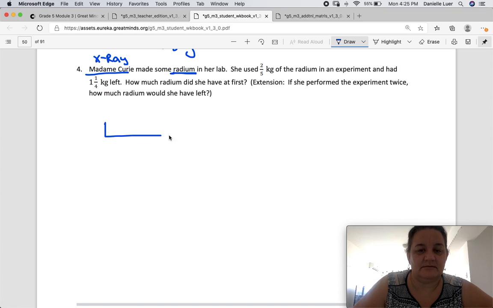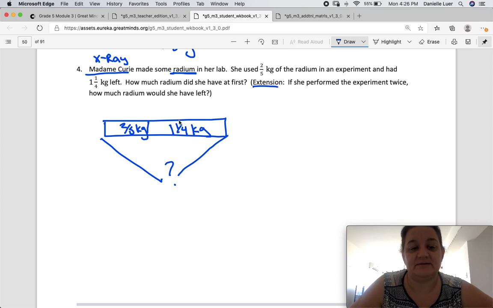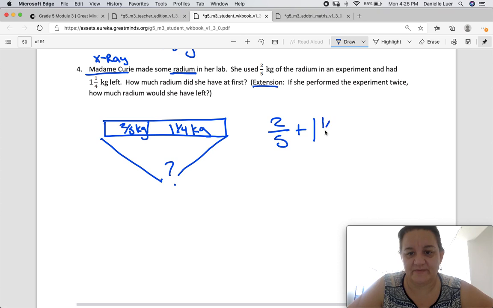Okay, so she used 2/5 of a kilogram, and then she had 1 1/4 of a kilogram left over. We want to know, how much did she have to begin with? Now there's an extension, we'll try that after. Okay, if she performs the experiment twice, how much radium would she have left? Okay, so we're going to do that too. Let's do this first. How much did she start with? So we want to add 2/5 plus 1 1/4. There's our problem.